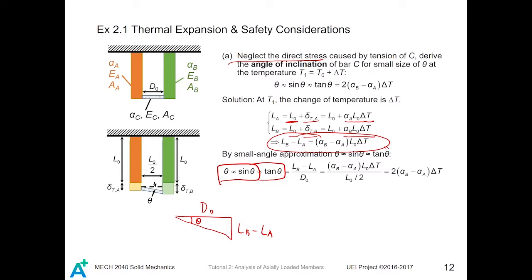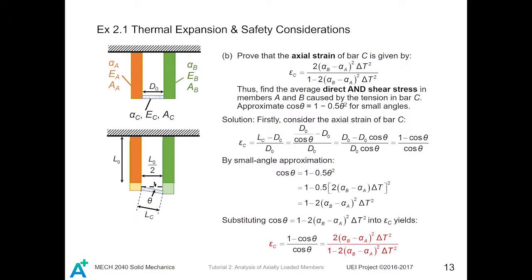Then you substitute this into here, and D0 equals L0 divided by 2. Then you can show that theta equals sine theta equals tangent theta equals 2 times (alpha B minus alpha A) times delta T.